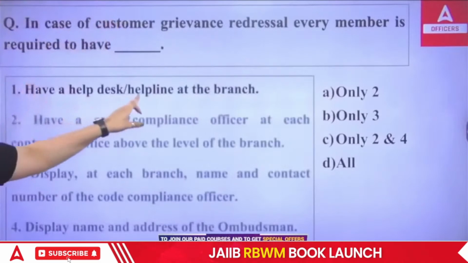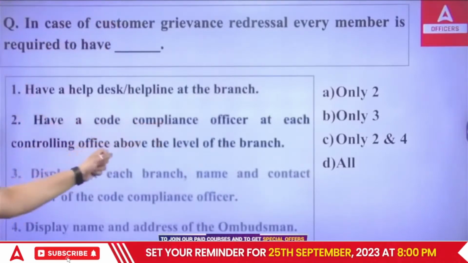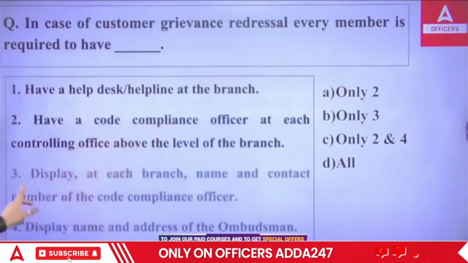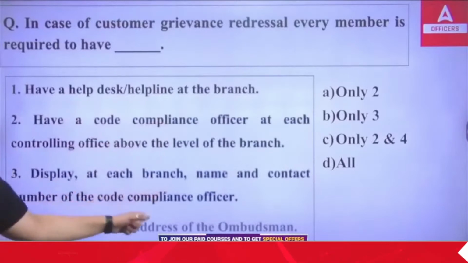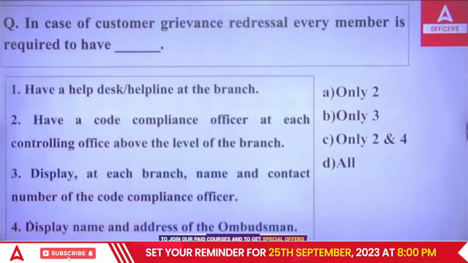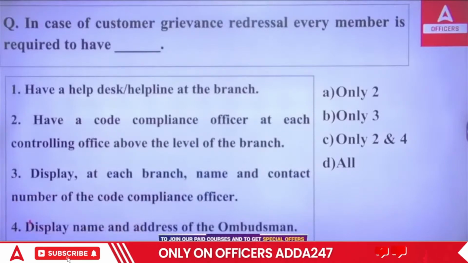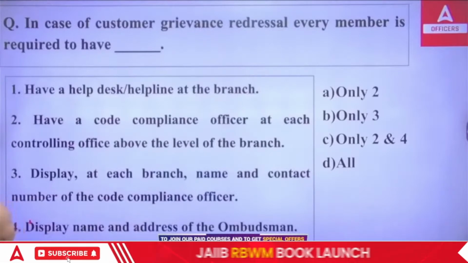To have a help desk helpline at the branch, to have a code compliance officer at each controlling office above the level of the branch, to have display at each branch of the name and contact number of the code compliance officer, and to have display of the name and address of the ombudsman. So which of the following is correct? A, B, C or D? Which of the following is correct?